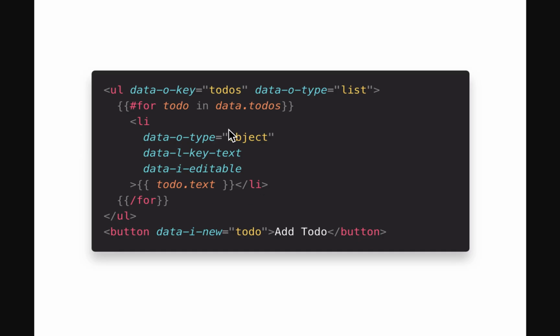But the actual template of the list item is coming from right here inside of this for loop, and it's rendering it with all of these data attributes, so it's going to know how to export its data, right?